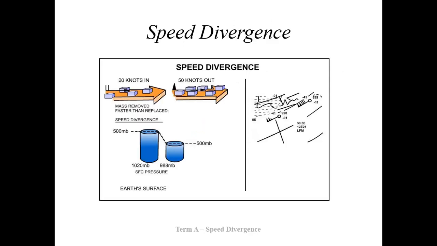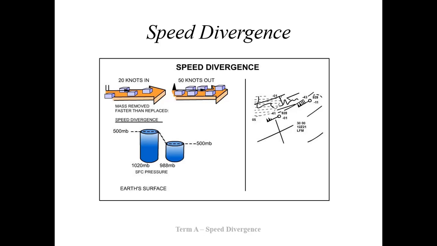Here's an example of speed divergence in the atmosphere. This happens all the time in what we call jet maxes within the jet stream axis itself. We have regions of very fast flowing air, and we have regions of slower moving air in that jet stream axis, believe it or not.